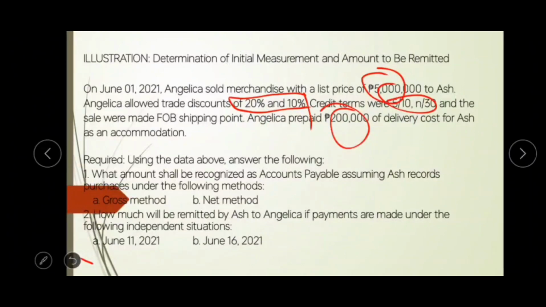Requirement: what amount shall be recognized as accounts payable assuming Ash records purchases under the following methods: gross method and net method. How much will be remitted by Ash to Angelica if payments are made under the following independent situations: June 11, 2021 and June 16, 2021.